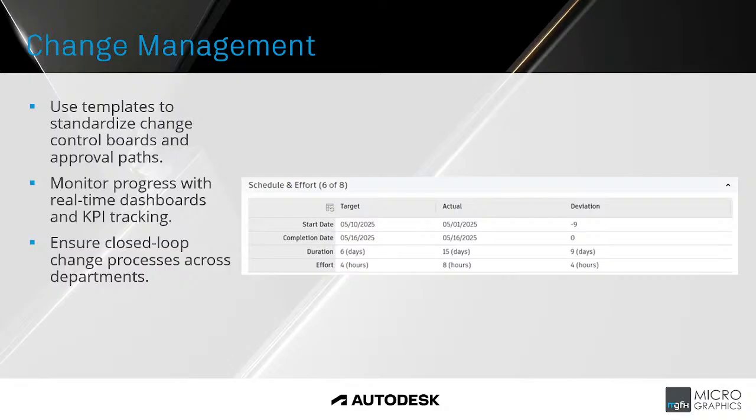Completion date, we have a completion date set there. It was completed on time, so it actually took a little bit longer than 9 days. So we had a target and actual duration there. And so we can see how long each of those tasks was targeted for and how long it took within the change orders. And the real-time dashboards and KPI tracking provides insight into the amount of change, approval cycles, and implementation timelines. This helps teams stay proactive and audit ready.